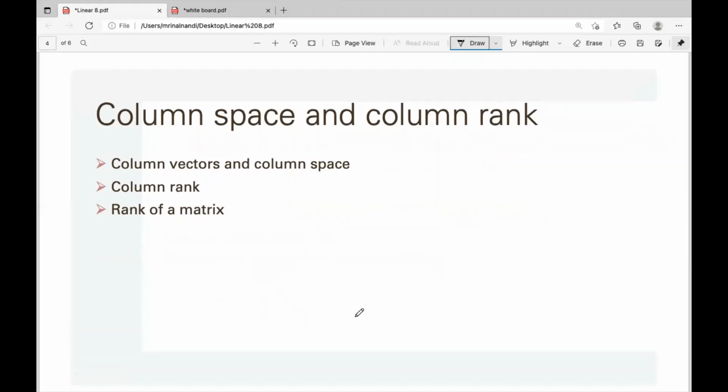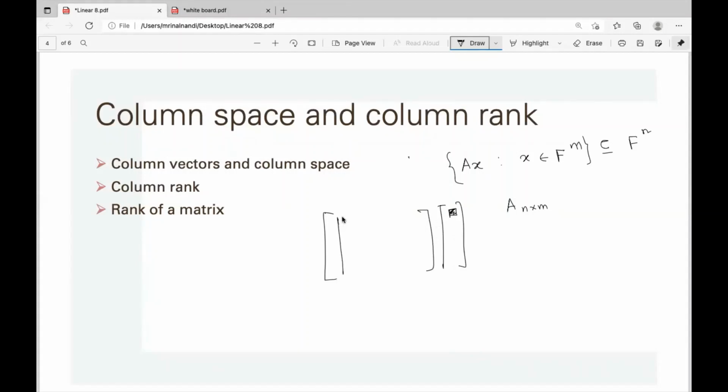The column case is the same thing. Everything can be done with the columns. In that case you have to take x on the right hand side. Take all such x such that x belongs to Fn, as an n cross m matrix over F, and this is a subset or subspace of Fn. Same thing we can do, because this element is always multiplied with these rows.